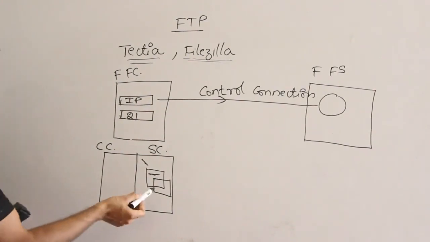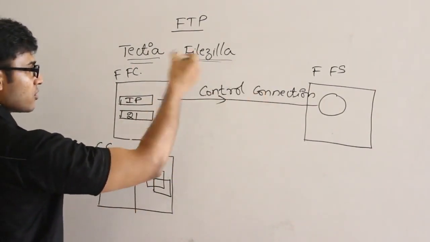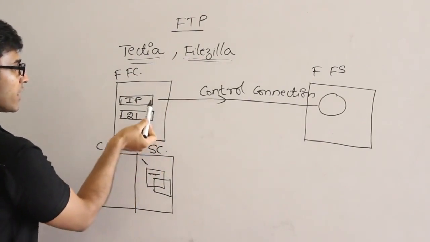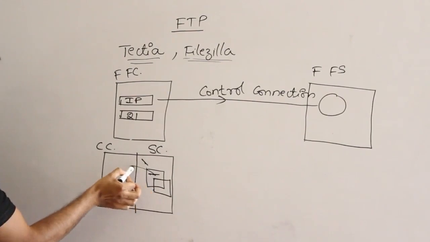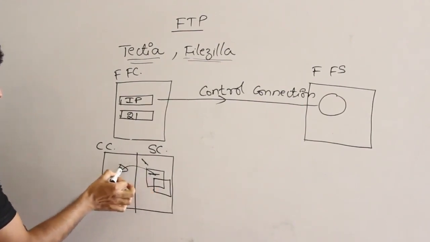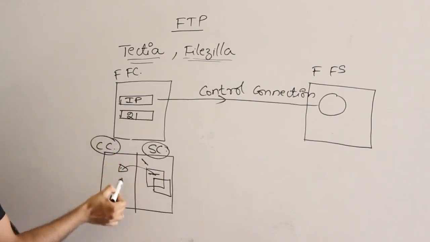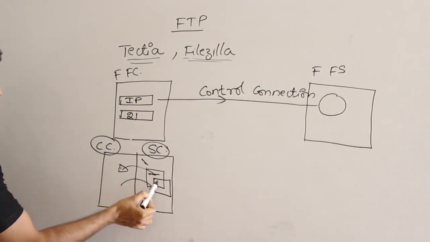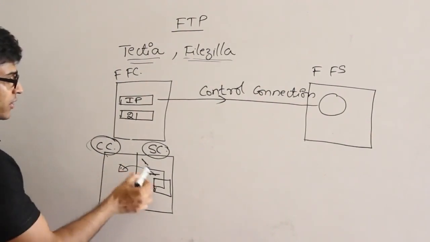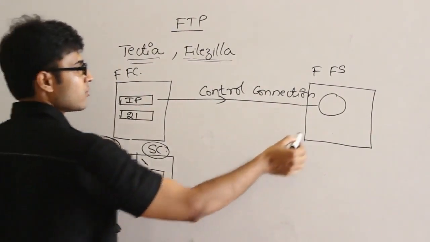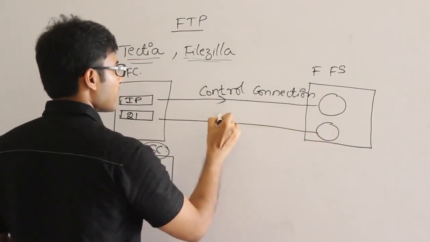Then you could either move a file from your friend's computer to your computer, or move a file from your computer to your friend's computer. How? You just drag the file and drop it here. If you drag a file and drop it here, it is nothing but moving the file from the server to the client. If you drag a file and drop it here, it is nothing but moving a file from client to server. Therefore, whenever you drag a file and drop it, one more connection will open, which is called the data connection.